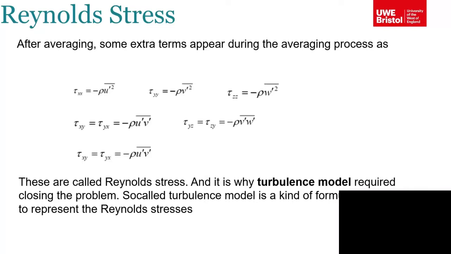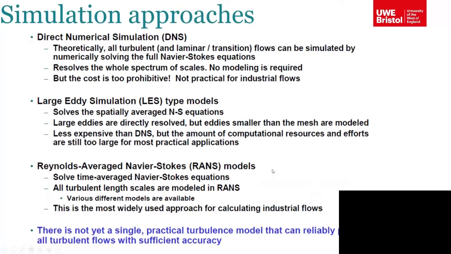When you say use the K-epsilon turbulence model, that model will give an approximation for this one. That is what we are going to talk about next. As those approximations get better, so does your solution. Simulation approaches are numerical.